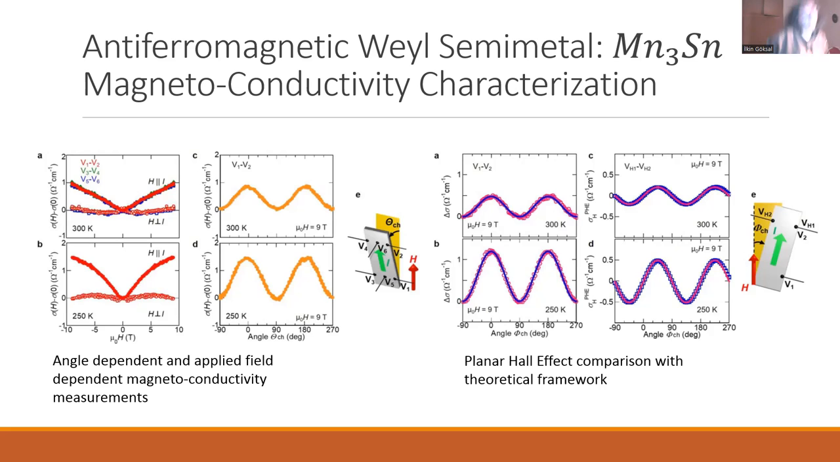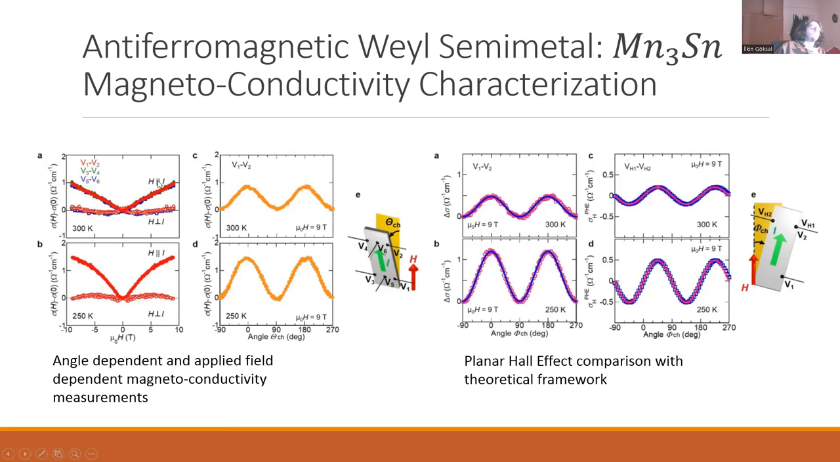I'm passing to the data, and this is how manganese tin magnetoconductivity characterization works. At first you are watching the angle dependent and applied field dependent magnetoconductivity measurements. On the other side, you see the planar Hall effect compared with the theoretical framework. They obtained four probe Hall effect measurements, and as you can see, they performed the measurement at 300 Kelvin and 250 Kelvin. And they changed the direction of the field.